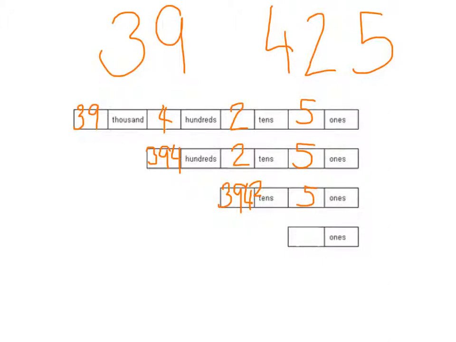And in our ones, well, that's an easy one, isn't it? We would need 39,425 ones. So that is how we change and rearrange our number to represent the same value. I hope that you have learnt from this video how to represent the same value and expand our numbers.